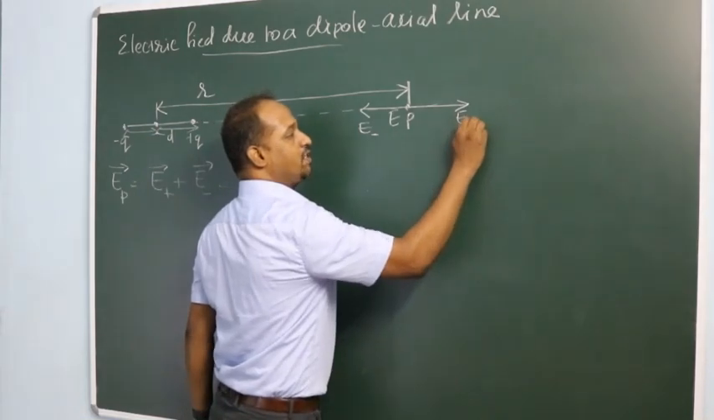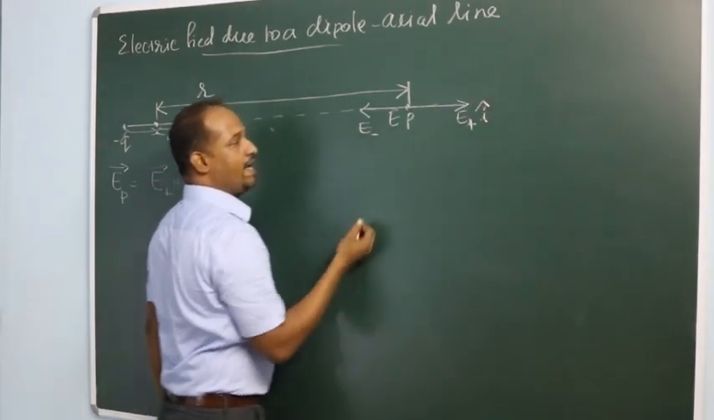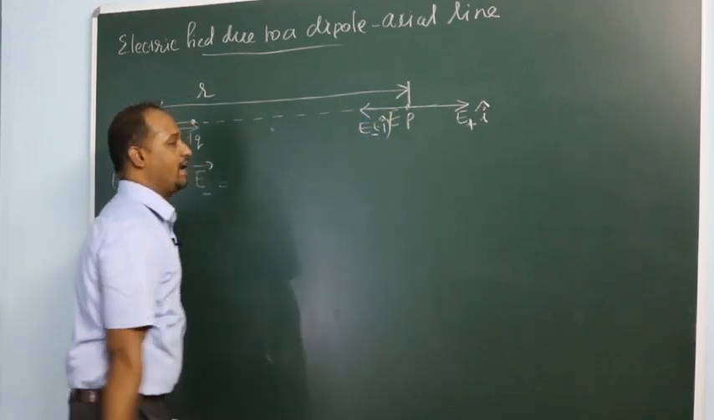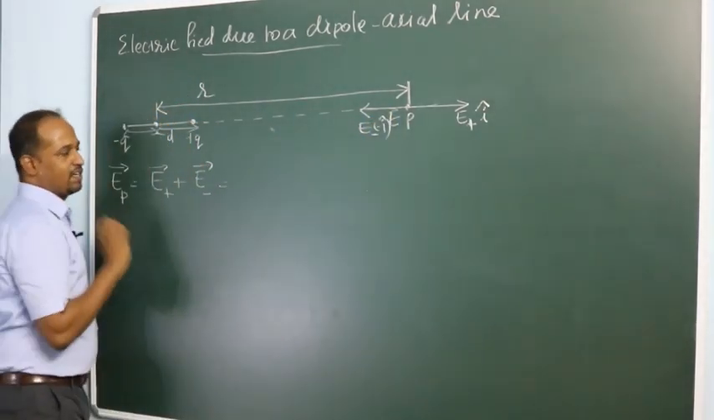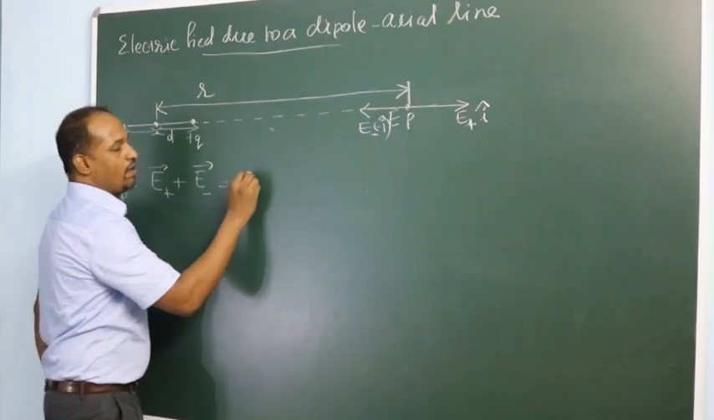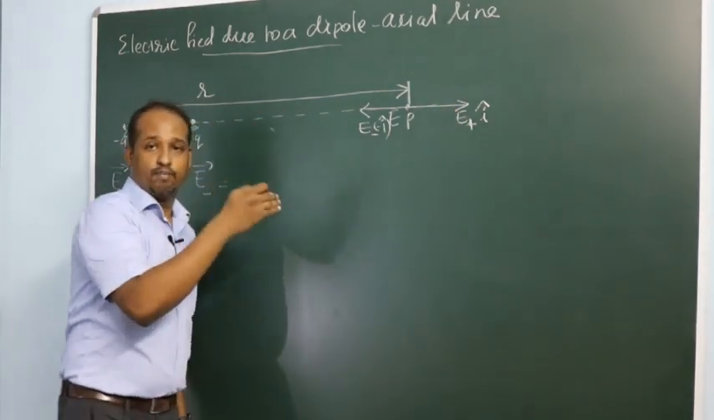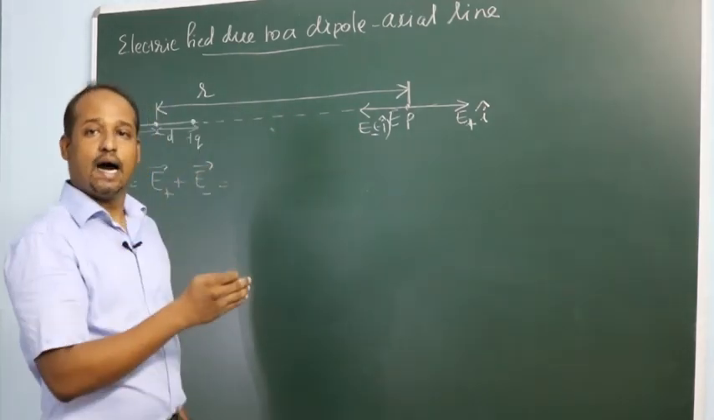Then if E positive is taken to be along i cap, E negative will be taken along minus i cap. Then the total electric field is, what is the expression for the electric field due to a point charge? We have just said that it is 1 by 4 pi epsilon naught q by r square.